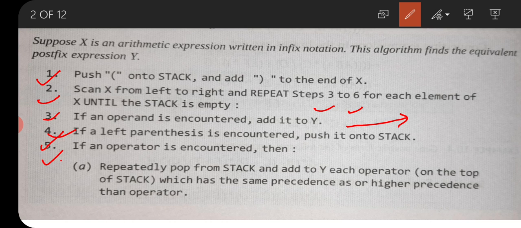Now, if any operator is encountered while scanning, then the first step is 5a: repeatedly pop from stack and add to y each operator on the top of stack which has the same precedence as or higher precedence than the operator. If we encounter an operator, then we have to pop from the stack. We will not push it onto the stack; we will pop from the stack and add to y.